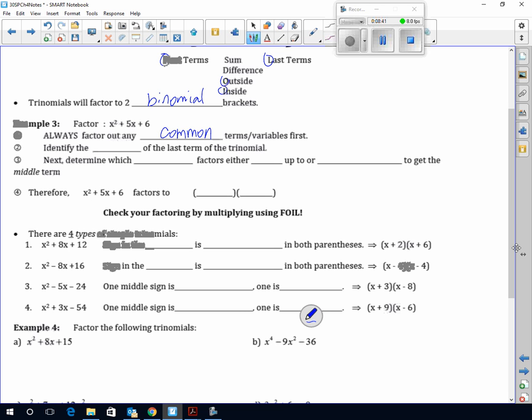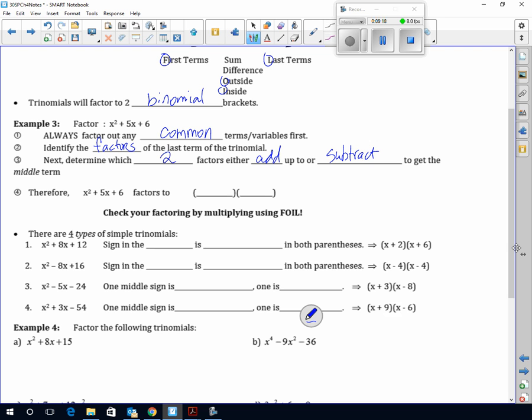Identify the factors of the last term of the trinomial. Next, determine which two factors either add up or subtract to get the middle term. Okay, so what are the factors of 6? That's my last term, right? 1 and 6, and 2 and 3.